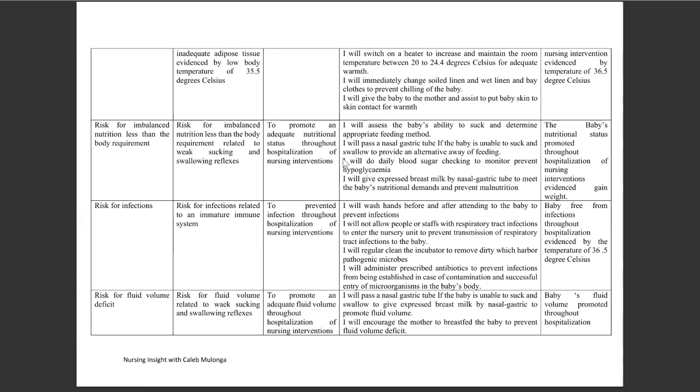So let's move to our nursing diagnosis: risk for infection related to an immature immune system. Like we said, our goal is to prevent infection throughout hospitalization of nursing interventions. So we want to prevent infection. Let's look at our interventions now.